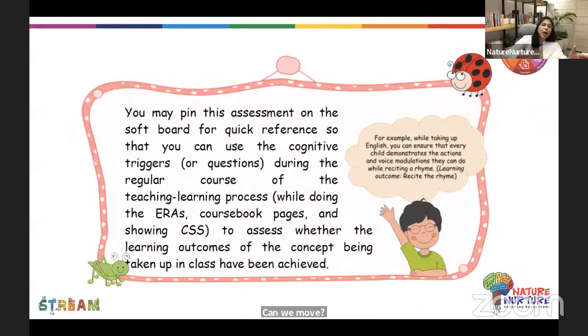What you need to do, you have to pin this assessment on a softboard. Take a printout and pin this assessment on the softboard so that you can quickly identify the questions which you can refer to while you are doing your weekly schedule mapping. So you could maybe accomplish those goals while doing your course book pages, or by doing your software, or while doing your educator reference activity, right?